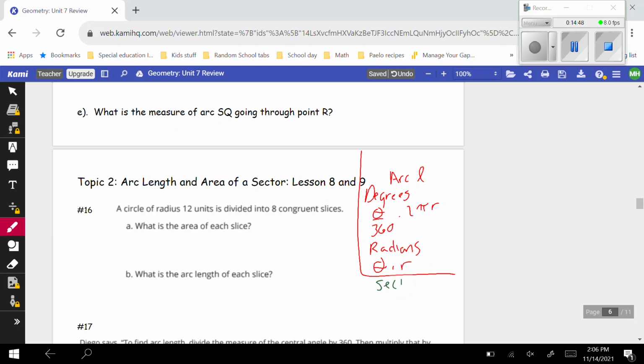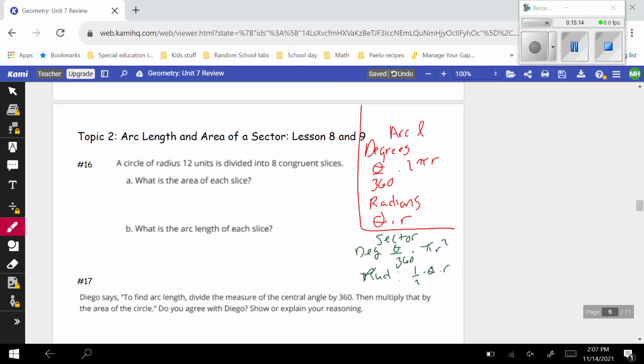For sector, for degrees, the angle over 360 times pi r squared. And then for radians, it's 1/2 times the angle times the radius squared. Okay, so I'm going to do number 16. It doesn't say which one you should do it in, but this is supposed to be done in degrees.